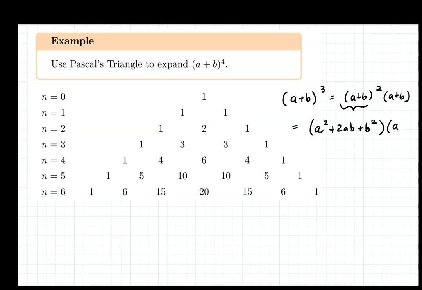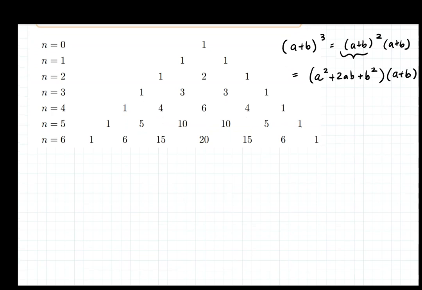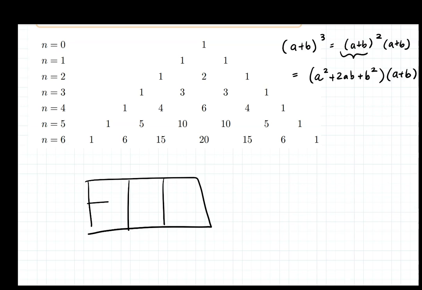And if I want to multiply that with a plus b, I'm a big fan of using the box method. So I'm going to come down here a bit and I'm going to create my box. On this side, I'm going to put a plus b. Here I'll put a squared, 2ab, and b squared. And if we multiply according to what's on the outside of each of these boxes, here is what we should get.